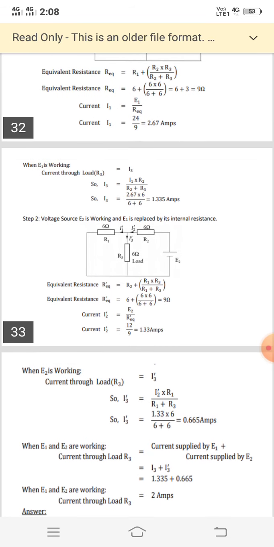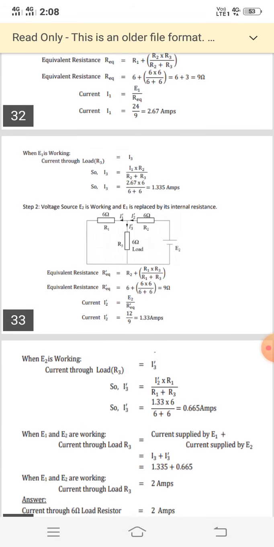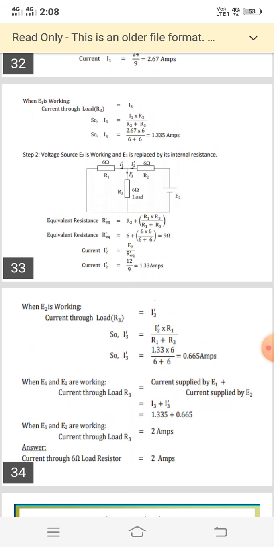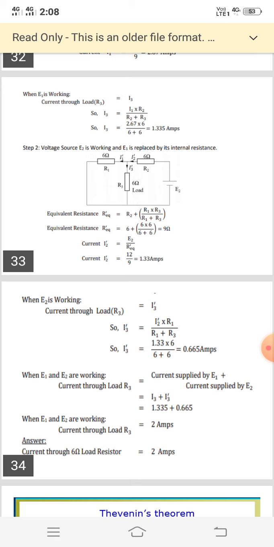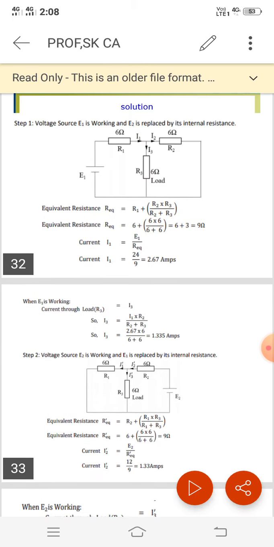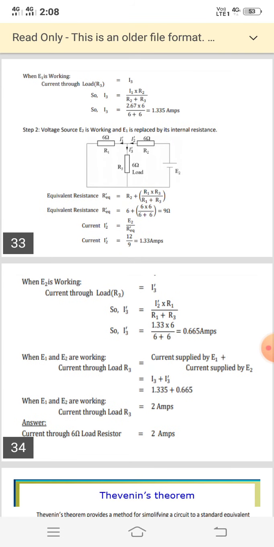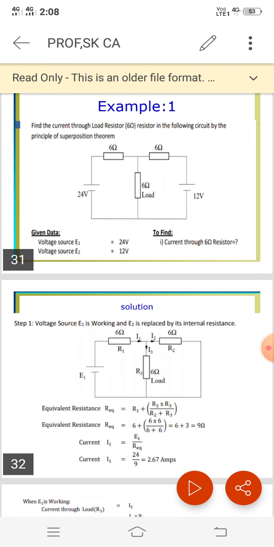Here, step 1 gave an I3 value of 1.335 amps. Step 2 gave an I3 dash value of 0.665 amp. Those two values are added, representing the current supplied by E1 plus the current supplied by E2. Finally, we will get 2 amp. This 2 amp current goes through the 6 ohm load resistor. So the answer is that the 6 ohm load resistor current is 2 amp. Okay, we are done finding the current through the 6 ohm resistor as 2 amp.